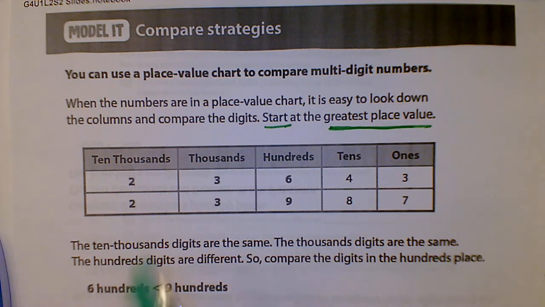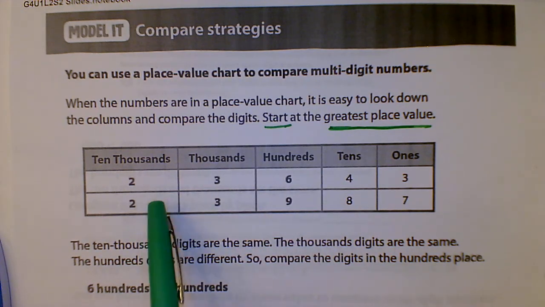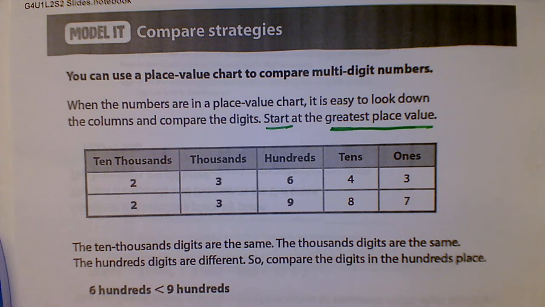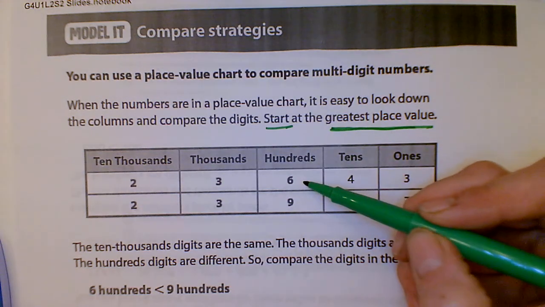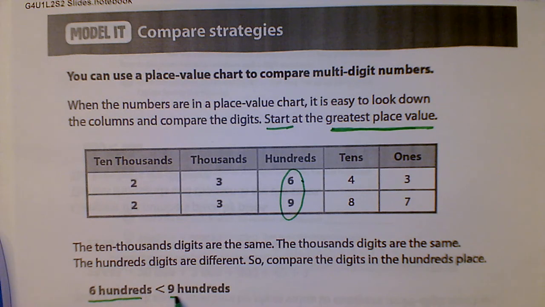Okay, so now here, what we're going to do is the exact same thing. We're just going to start in the place value chart. 2 is the same as 2. That didn't help me. 3 is the same as 3. That didn't help me. 6 is less than 9. That's a difference. That helped me. So remember, if they're the same, it doesn't help us to know who's bigger and smaller. These are the same number, doesn't help us, but here where we have a difference, it helps us. And here you can see how they wrote 600s are less than 900s.